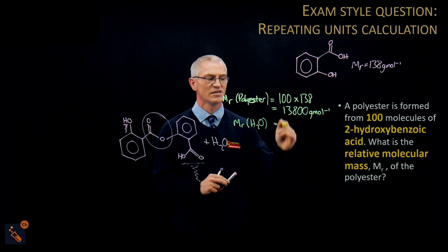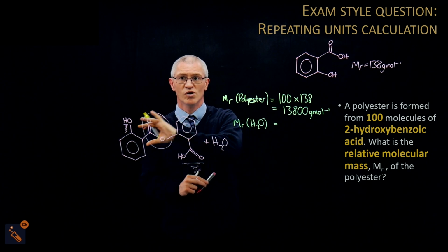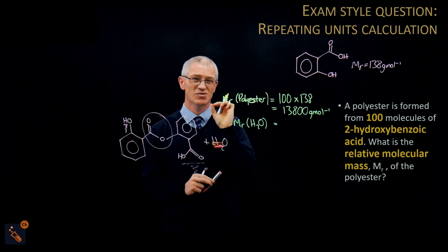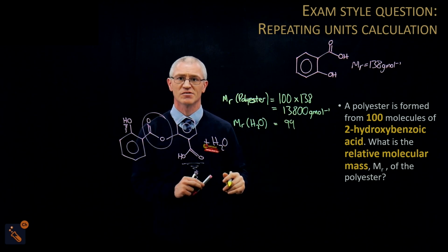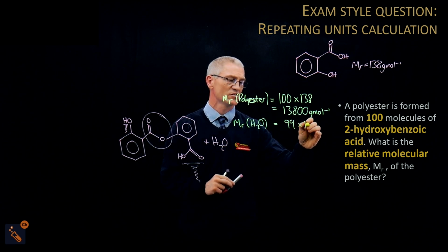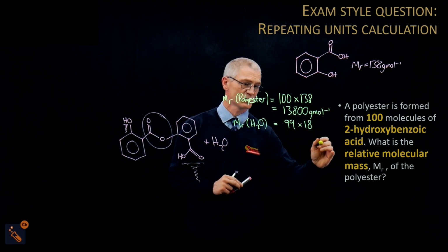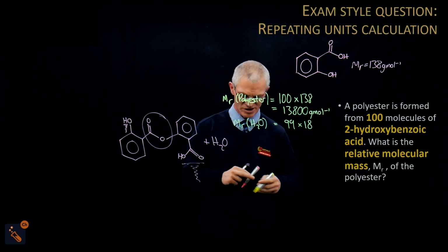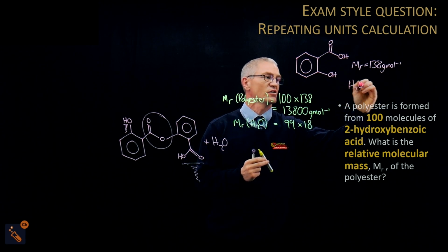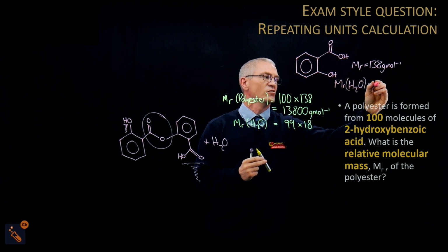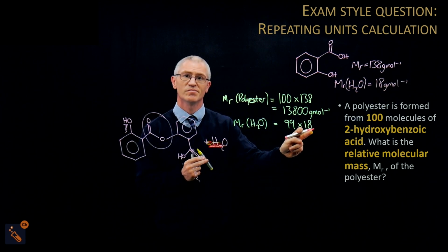Well, we've got 100 molecules, but remember, the end parts do not react, so that means we don't have 100 waters, we have 99. Because of that, we can do 99 times 18. 18 is the molecular mass of water. So just remember that. The other molecular mass you need will be of H2O, which will equal 18. So that's where I get that number from.